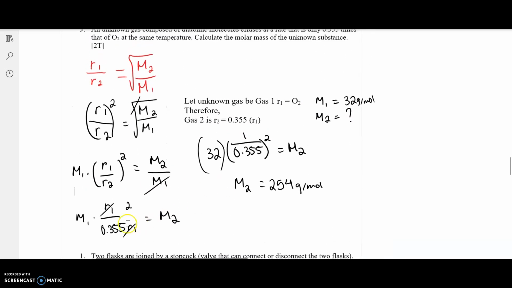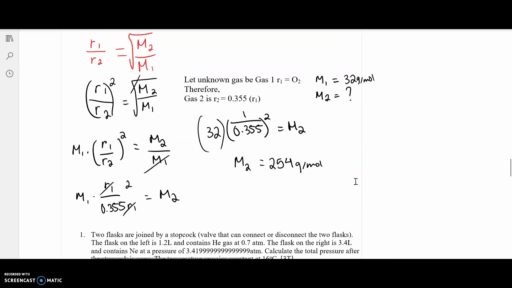And then here I plugged in for R2 0.355 times R1, because that is what we have here for R2. So I just plug that into the equation, and then both of the R1s cancel out. Here I just plug in the M1, which we know is 32 grams per mole, and nothing else has changed.